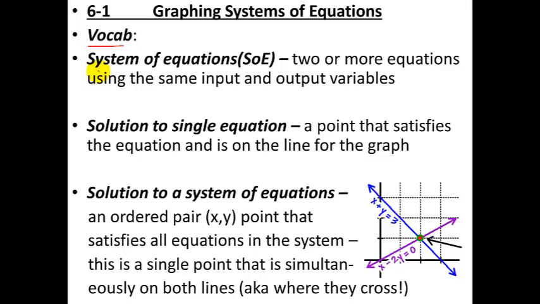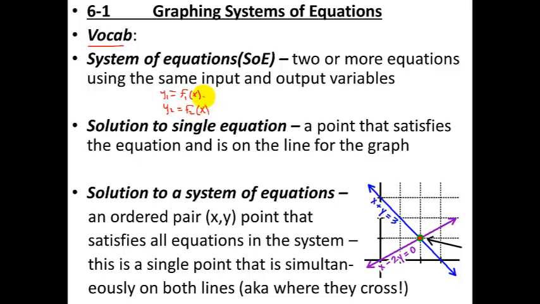What is a system of equations? All this is two or more equations using the same input and output variables. So most often, in a very generic math sense, you'll have y equals some function of x. You could call this y1 equals f1 of x, and y2 equals f2 of x. So you'll just have two equations.